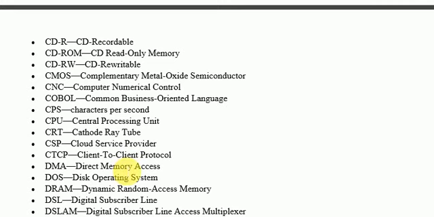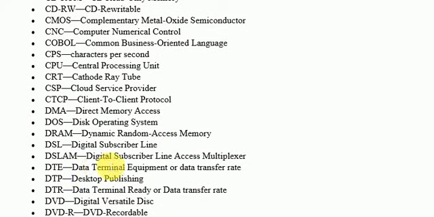DMA stands for direct memory access. Then DOS, disk operating system. Then DRAM, dynamic random access memory. Then DSL, digital subscriber line. Then DSLAM, digital subscriber line access multiplexer. DTE, data terminal equipment or data transfer. Then DTP, desktop publishing. DTR, data terminal ready or data transfer rate.